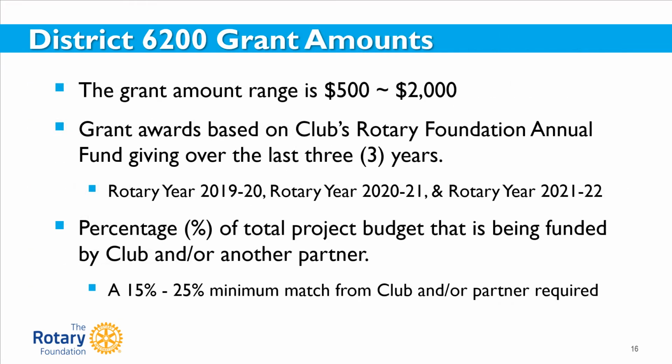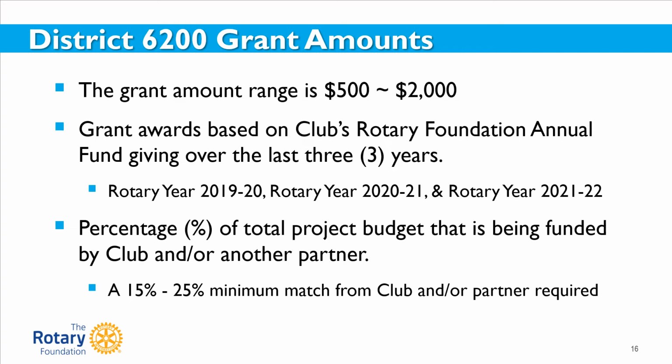The grant amount range for the coming grant cycle will be from $500 to $2,000. This year, the district is modifying its criteria for awarding district grants. For the first time, a club's past 3-year history of support to the foundation will be part of that criteria. In many districts, the amount of past giving to the foundation dictates the amount a club is entitled to receive for a district grant. For example, it is not uncommon for a district to give district grants only to those clubs that have contributed to the annual fund.